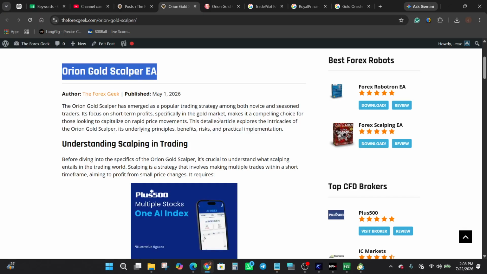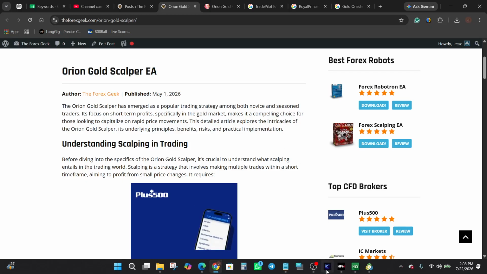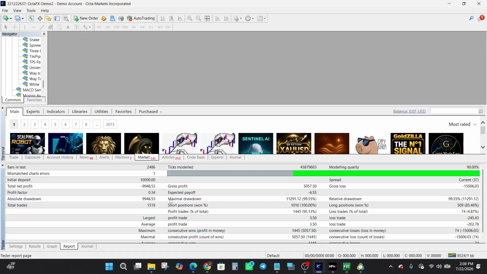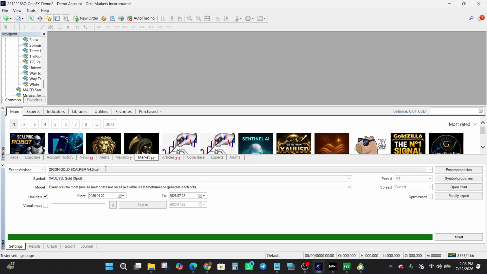All right, so this expert advisor is unavailable on the MQL5 marketplace. Actually, I checked the marketplace and couldn't find it there, but I was able to get access to the file. All right, so I was able to download the expert advisor file, version 4.0. You can see Orion Gold Scalper. I have already run the test on this expert advisor, and we are going to be looking at that very briefly.